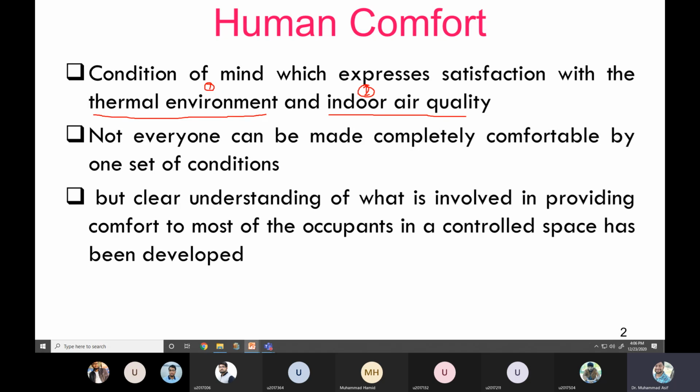But there is a clear understanding of what is involved in providing comfort to most of the occupants in a controlled space. So this definition, this understanding, has already been developed: what is the meaning of comfort and what are the requirements for producing a comfortable environment.